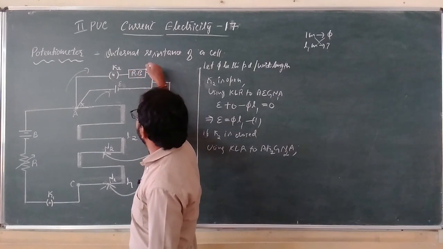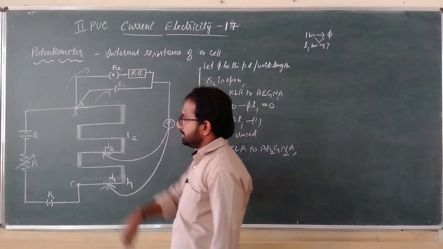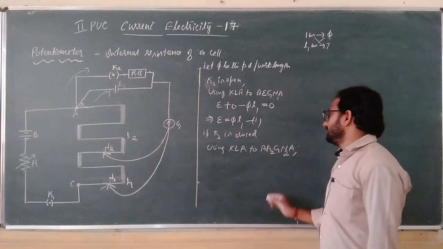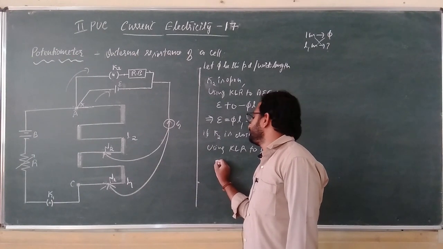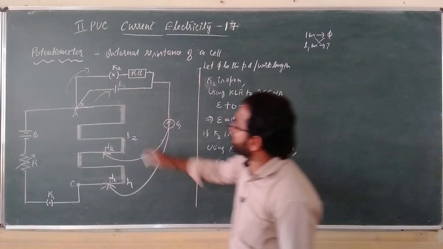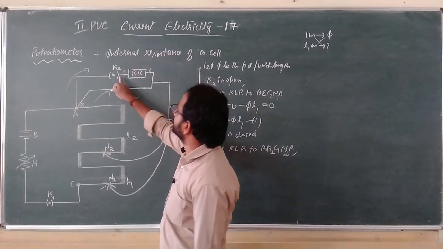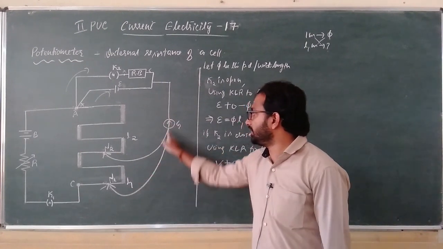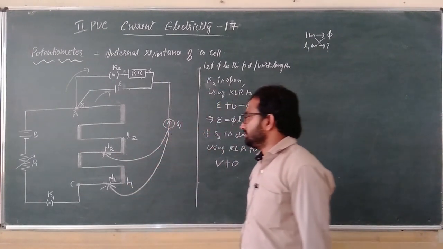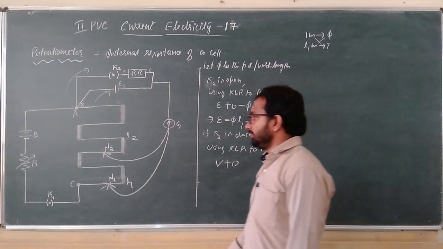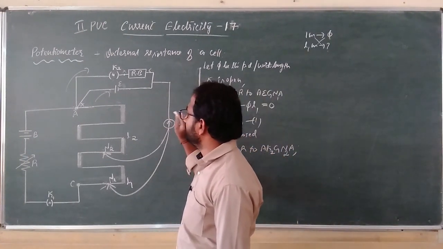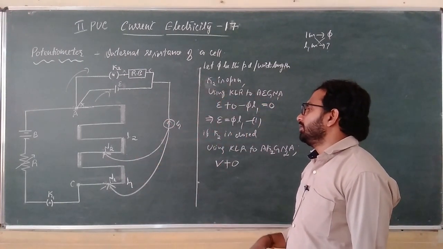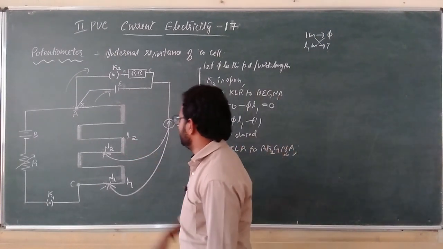So you are getting the potential drop across the resistance box, that is nothing but the terminal potential difference across the cell. Therefore, V, the potential drop, here is higher potential, here is lower potential, plus V, plus 0, there is no current flowing through the galvanometer, because the galvanometer shows zero deflection. We obtained the balancing condition, so L2 is the balancing length.